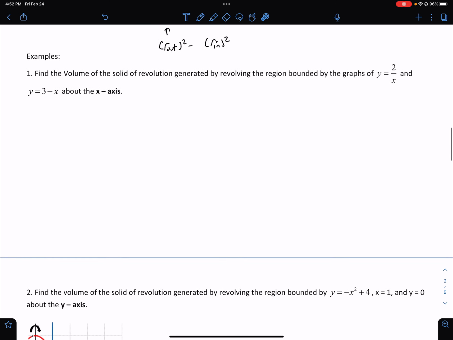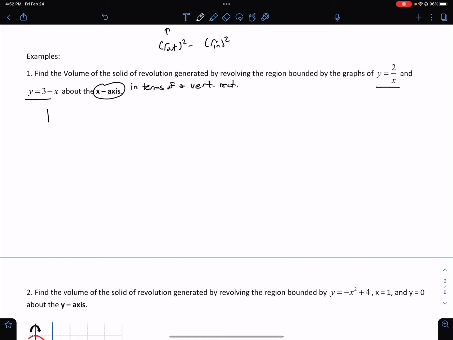For example number one here, we want to find the volume of the solid generated by revolving the region about this rational function and the line y equals 3 minus x. We're going to go about the x-axis, so that's nice. Remember, this is telling us we are in terms of x, and we're looking at vertical rectangles here.